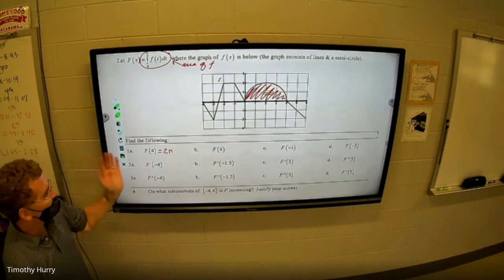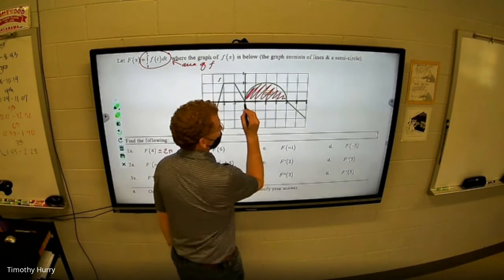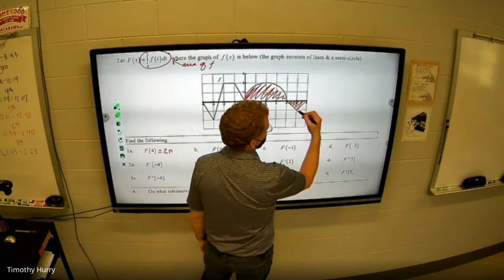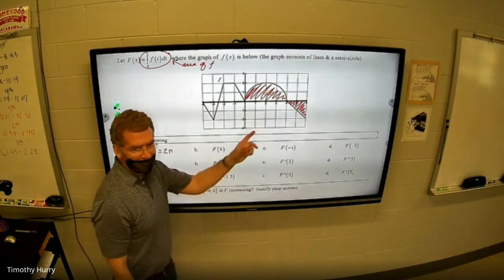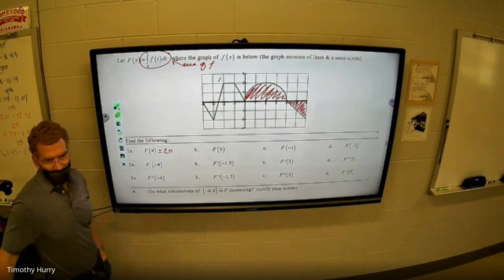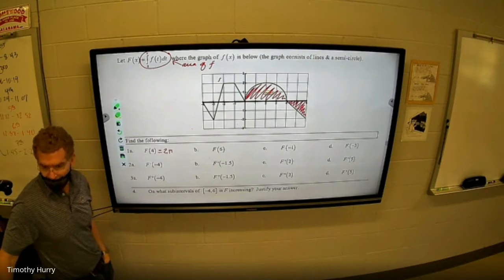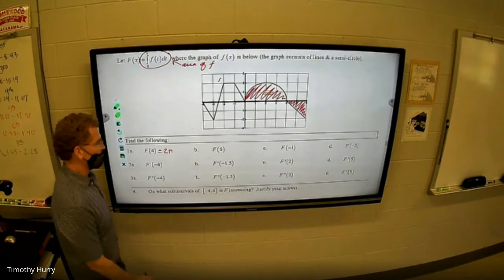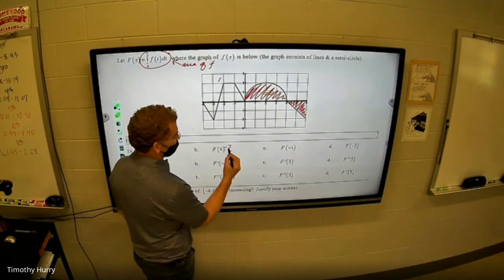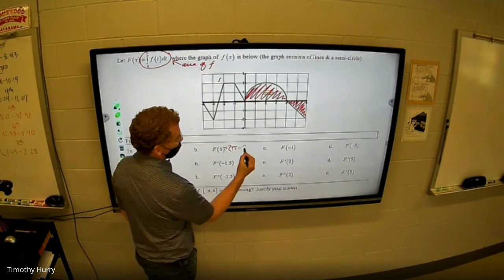What's big F of 6? From 0, I'm just getting that as well. What is that? The area is 2, but it's below, and you're heading to the right. So not only do I have 2 pi, but now minus 2.